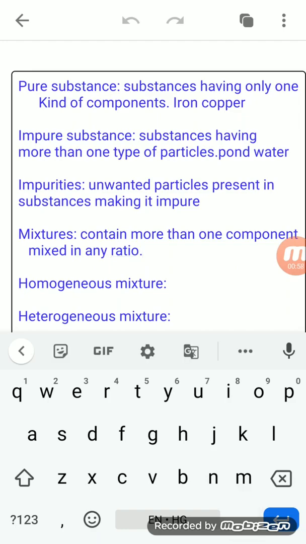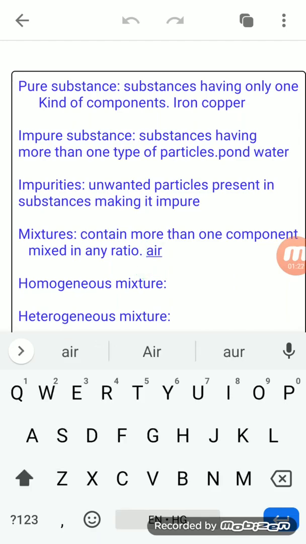A very good example is air. Air is a mixture of many gases: oxygen is present in air, carbon dioxide is present, nitrogen is present, or dust particles. These are all the components present in the air, and thus air is a mixture. The carbon dioxide or the dust particles are present in air in any ratio. There is no fixed ratio. So these are all the components which are mixed up with the air.